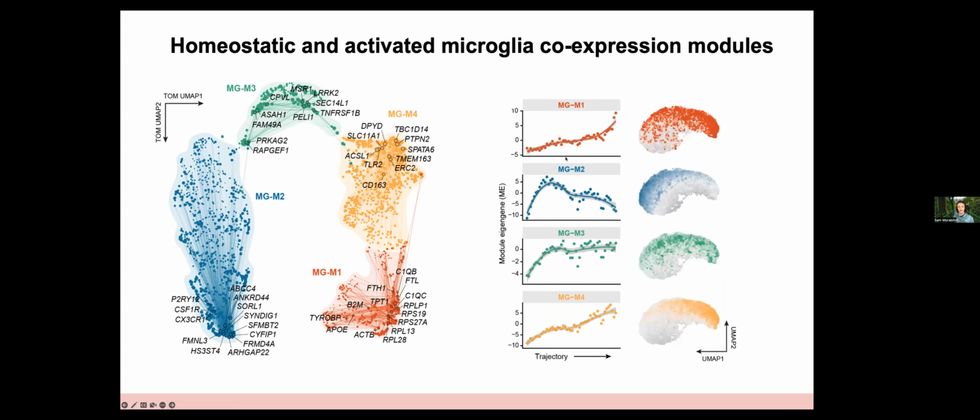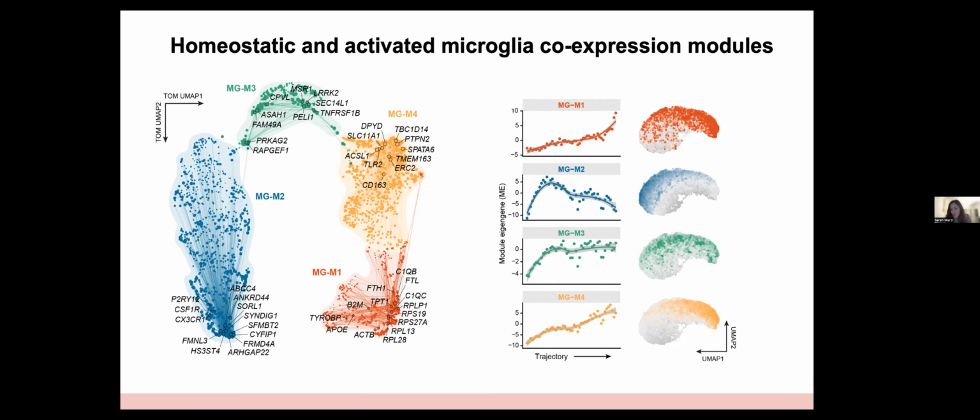So we can look at the eigengene trends throughout the pseudotime trajectory, and we see a plateau and then a decrease in expression as we go from homeostatic to DAM for this homeostatic population. M3, we see it plateau and stay there. MGM4 and MGM1, we see a nearly linear trajectory from homeostatic to DAM. So these are likely some of the genes driving this homeostatic to DAM transition.